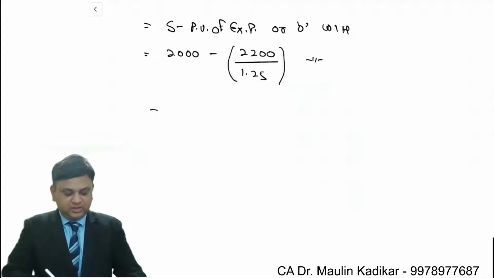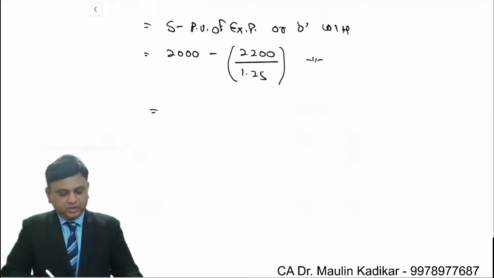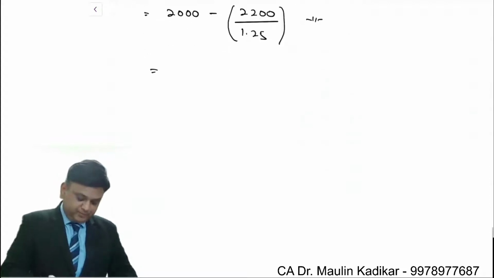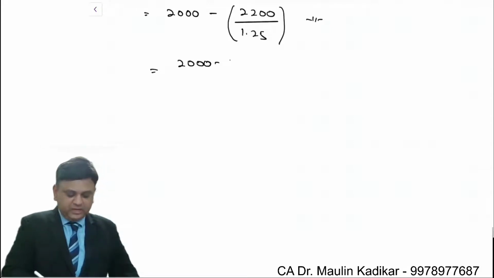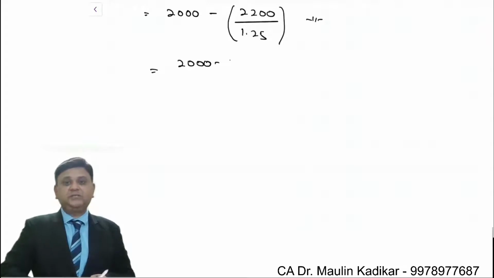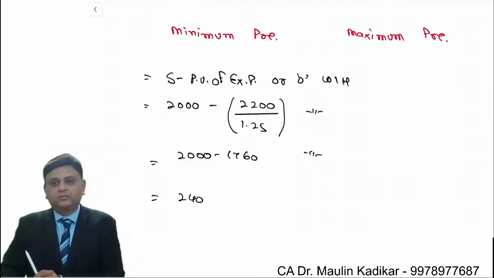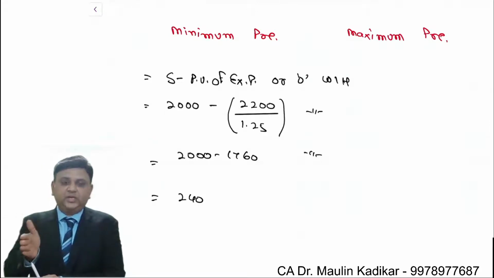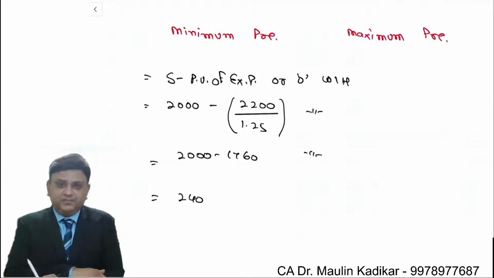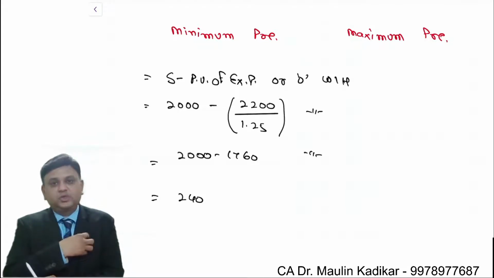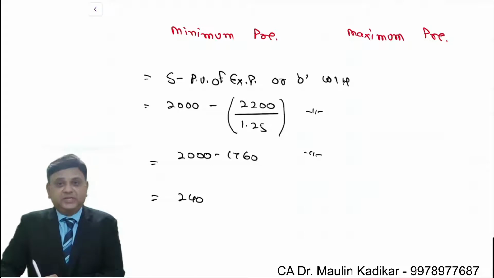So we understand that over here, 2200 into 0.8 comes to 1760. So 2000 minus 1760 or 0, whichever is higher. So 240 is the minimum premium. So we understand that the 2200 has a discounted value of 1760, that is deducted from 2000. So 240 rupees is the minimum premium that should be charged. Otherwise there will be an opportunity of arbitrage.